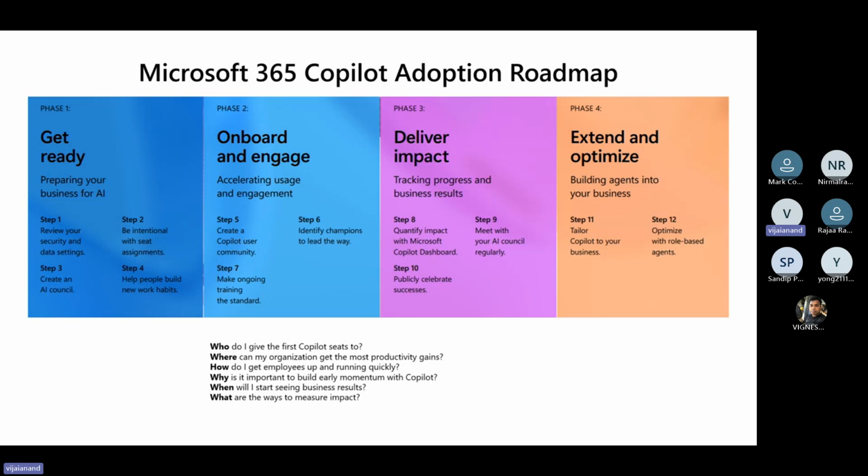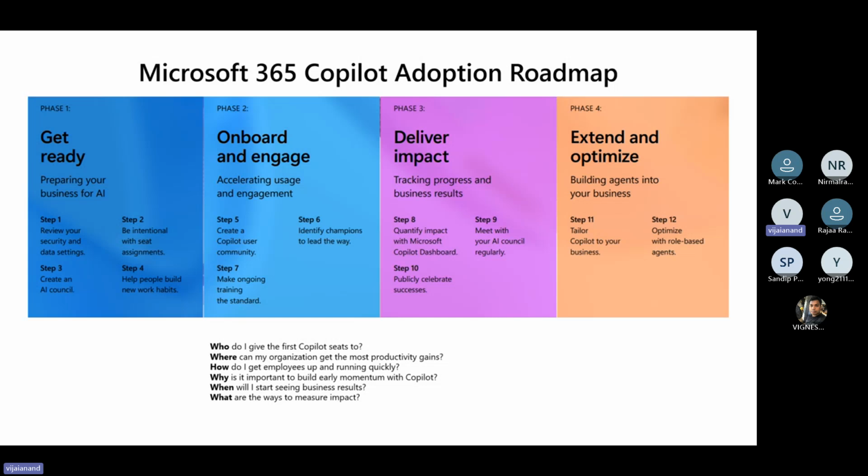And also the next one is help people build new work habits. What does it mean? Change management is critical when you want to implement these AI solutions, especially Microsoft 365 Copilot. The reason is it's not about the new technology, it's about the new way of working. So change management plays a critical role over here. So these are the different steps that will help you to prepare your organization, or get ready, for Microsoft 365 Copilot.